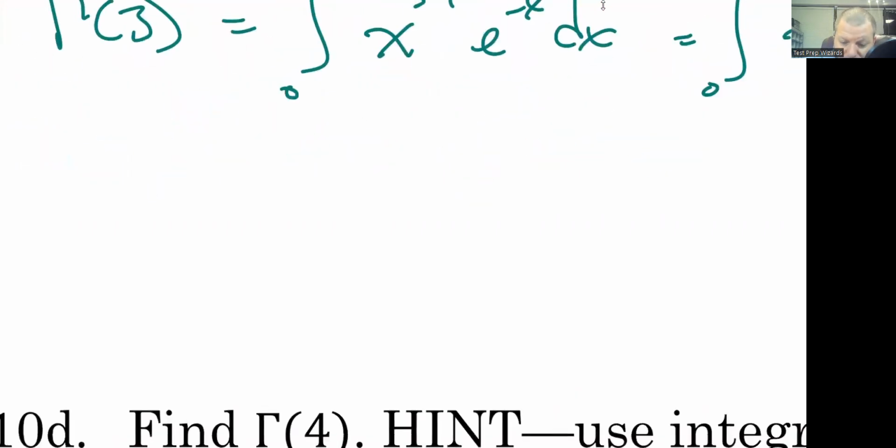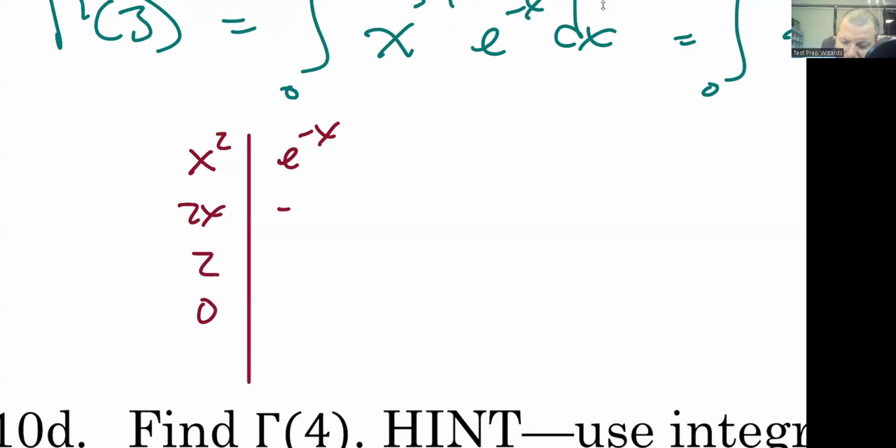So again, I'm going to just use column integration. We have x squared and we have e to the negative x. So we're going to get a 2x, we're going to get a 2, we're going to get a 0. And as always, this thing is going to fluctuate between e to the negative x and negatives. So our antiderivative is going to be x squared.